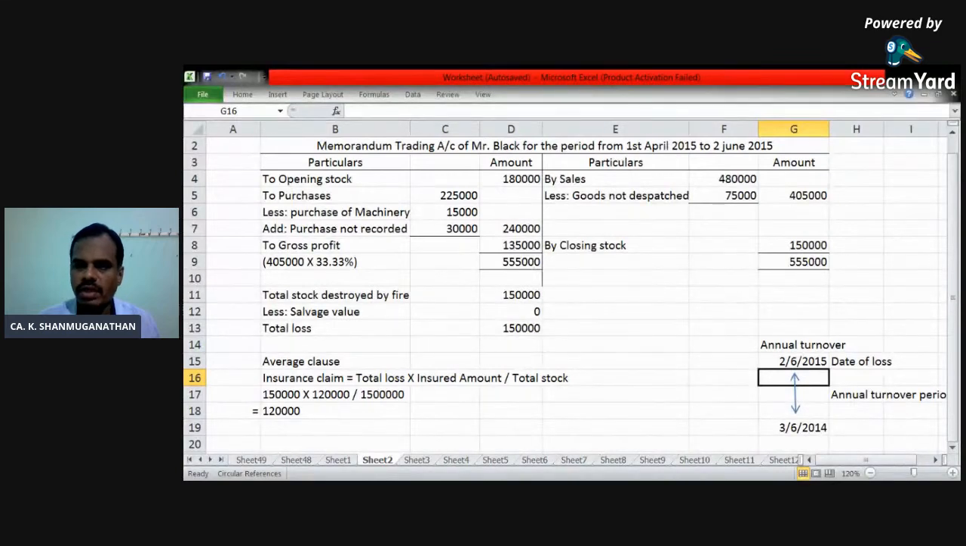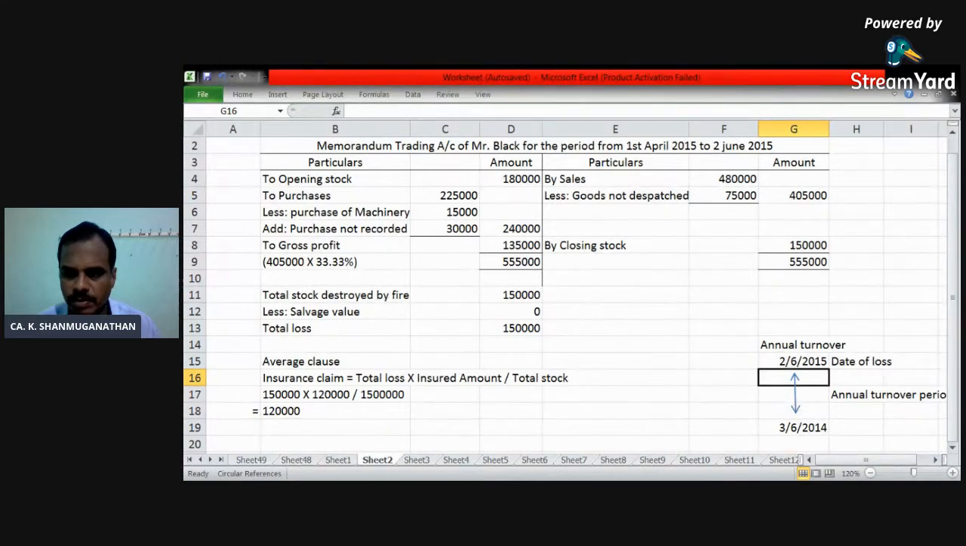Under that, first word: annual turnover. Below that you take the turnover during the 12-month period immediately before the date of loss. The turnover during the 12-month period immediately before the date of loss.